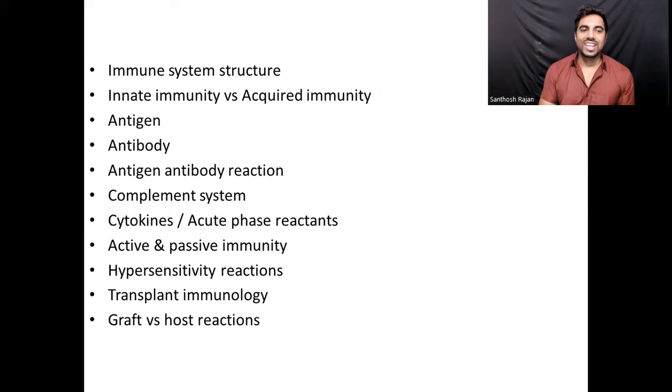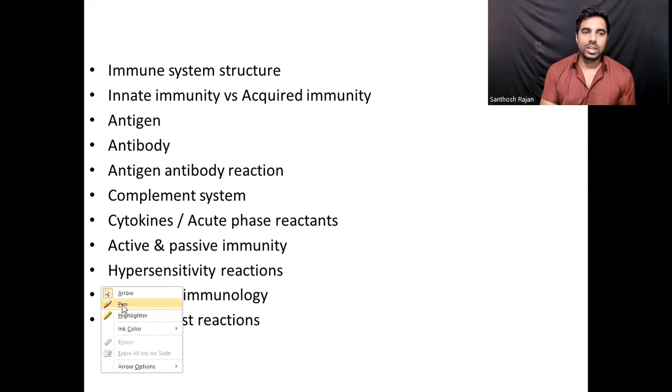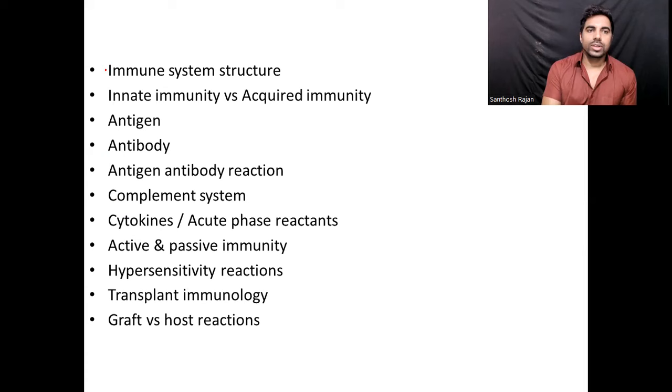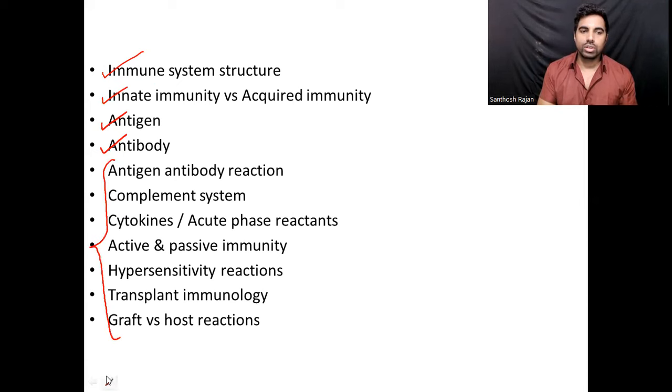Hello, students. Let's continue with our immunology topic. If you remember, we have completed till antibody. I mean, we have completed the immune system in the last class, the immunology first part. Immune system structure, innate and acquired immunity, antigen and antibody were completed. Now we are going to complete the other topics. That means today we are going to finish all the topics.